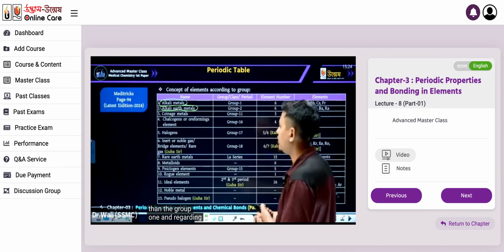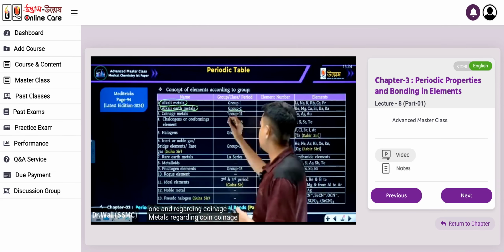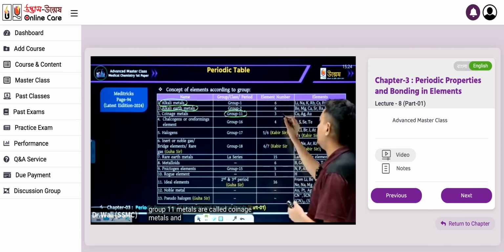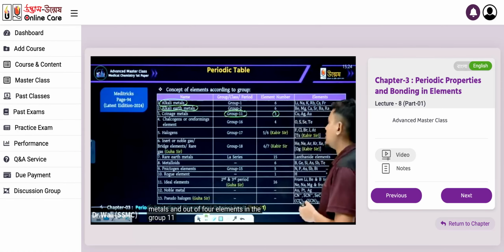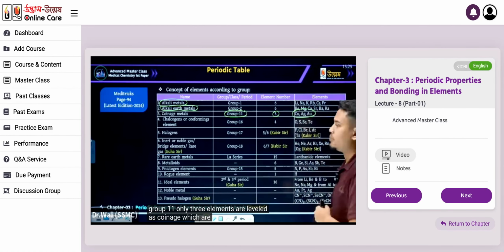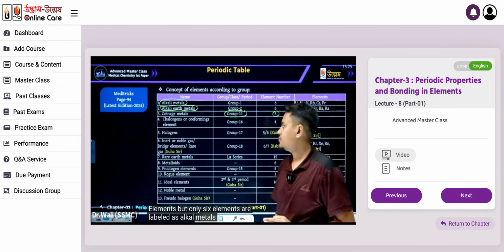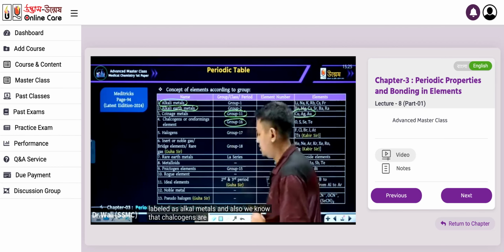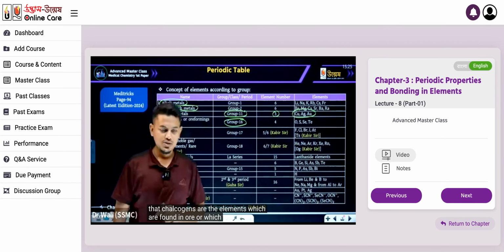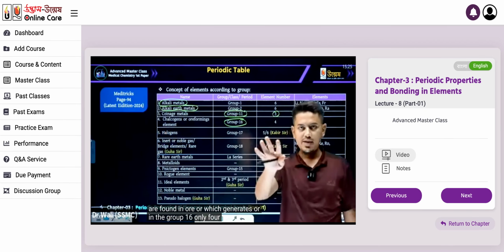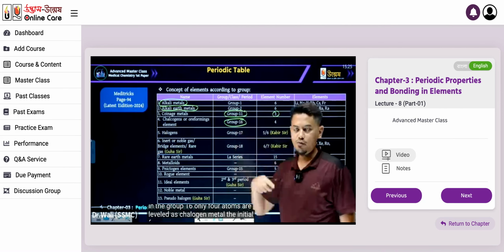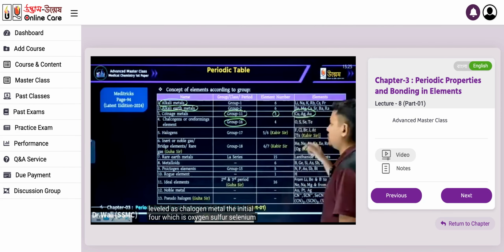And regarding coinage metals, group 11 metals are called coinage metals, and out of 4 elements in group 11, only 3 elements are labeled as coinage, which are copper, silver, and gold. Similarly, group 1 contains 7 elements, but only 6 elements are labeled as alkali metals. And also we know that chalcogens are the elements which generate ores. In group 16, only 4 atoms are labeled as chalcogens, the initial 4, which are oxygen, sulfur, selenium, and tellurium.